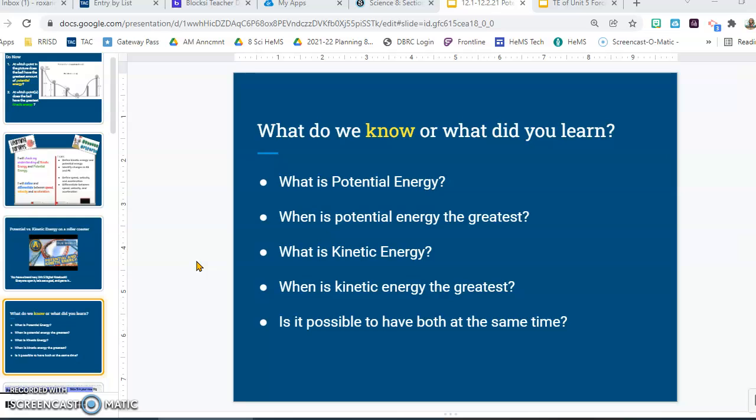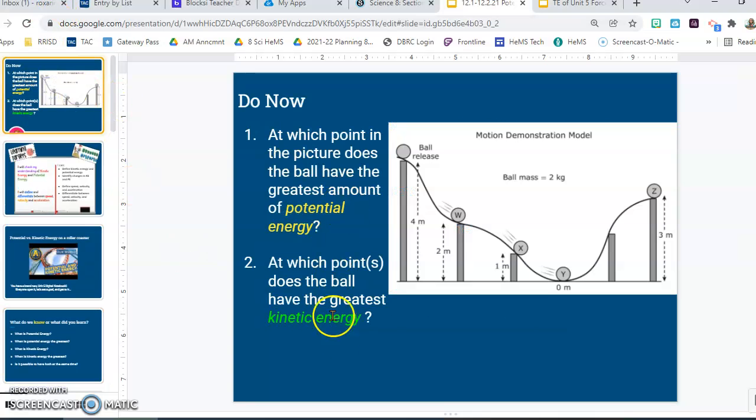Is it possible to have both at the same time? Absolutely. It is possible to have both at the same time, as where the car and the roller coaster is still coming down the hill and some of it's still at the top. So we have a 50-50. So on that initial drawing here in our first slide, that would be right here at W. And then down here we'd have combos. Here would be our greatest at Y, the greatest point of kinetic energy.